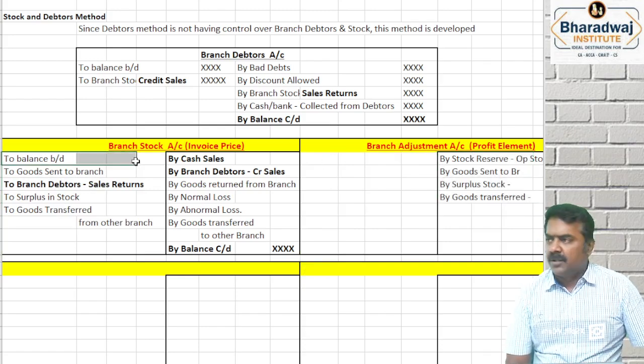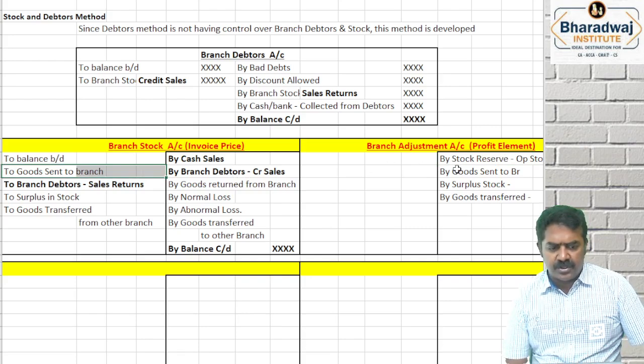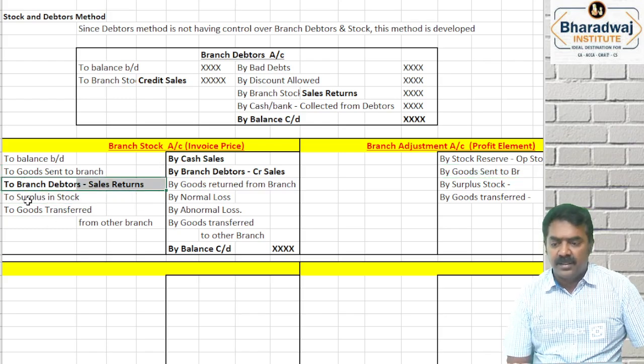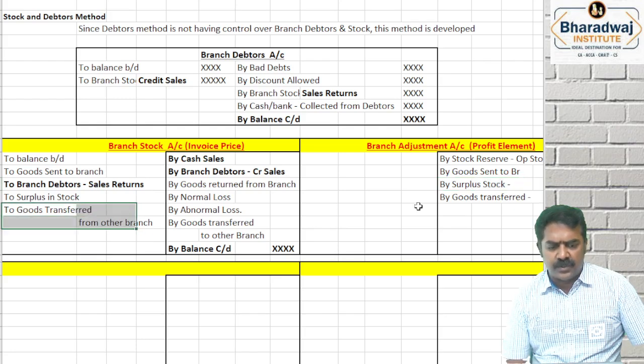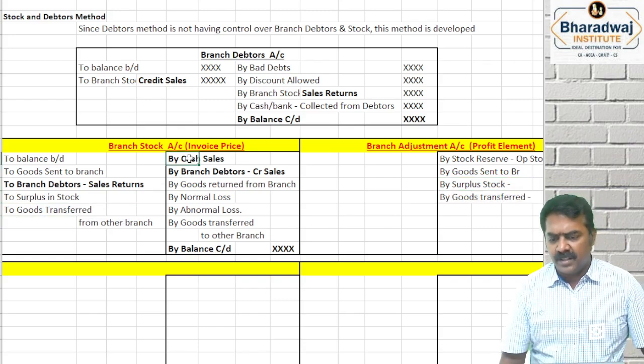Let me explain one by one. To balance brought down: in that, the profit element is removed by stock reserve. To goods sent to branch: it's removed by goods sent to branch. Don't remove on sales returns. On the surplus in stock, we remove the loading on the credit side. On the goods transferred, we remove the profit element on the credit side. Likewise, on the credit side items, remove the profit on the debit side.